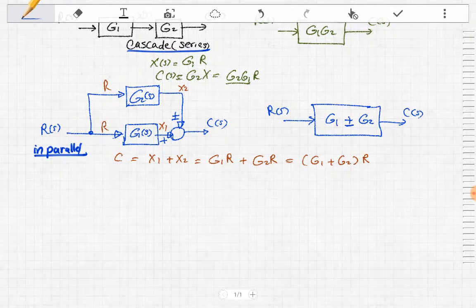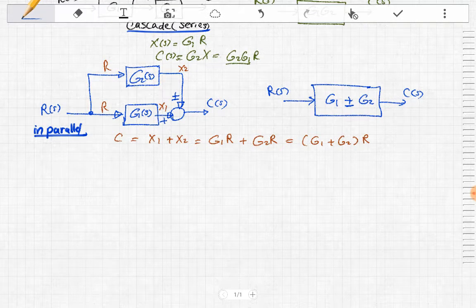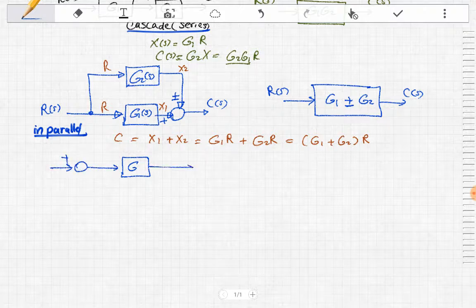Now I'll show you something very important that is called feedback loop. Usually students get confused between feedback loop and in parallel because they look very similar. What does it look like? You have G as the transfer function and a summing point, and the input is R of S, the output C of S, and then you have the negative feedback H of S, because it's negative feedback, so here will be negative.